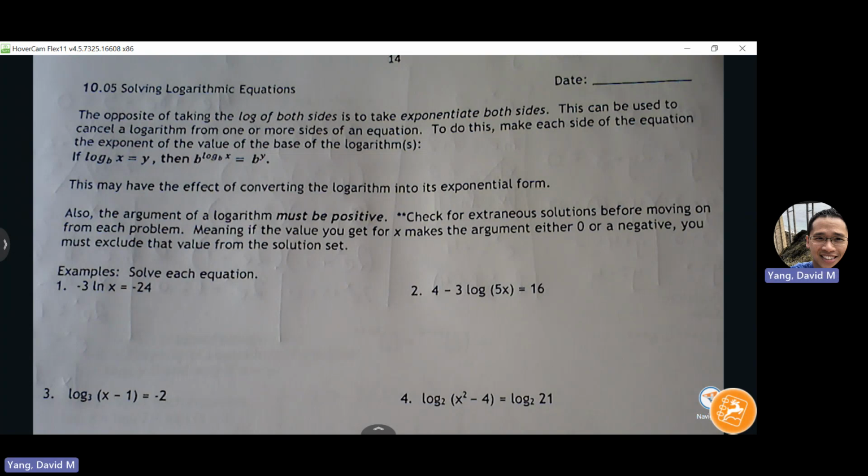So also, the arguments of the logarithm must be positive. So we need to check for extraneous solutions. If the x that we're solving for is inside a log expression, then after we find our solution set, we have to make sure that we test it out, because if your x value is causing your original equation to produce something undefined, we have to make sure we remove it. Okay, so let's look at example 1 here.